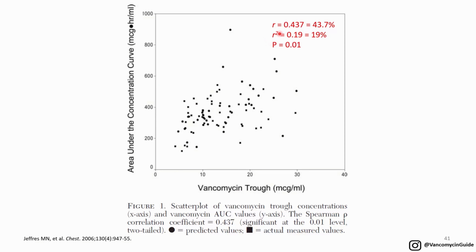And if you get the coefficient of determination, which is R squared, it is only 19%. So that means only 19% of variation in AUC is determined by trough. And the p-value for it was significant. So they said there's a significant correlation between trough and AUC. But nevertheless, it's not a very good correlation, because it's less than 50%.